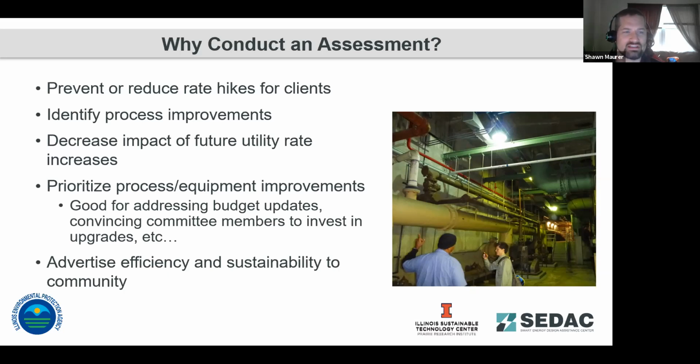We're also going to decrease the impact of future utility rate increases. Utility rates are only going to go up over time. And so if you're reducing your energy now, you're going to reduce that impact later in the future.